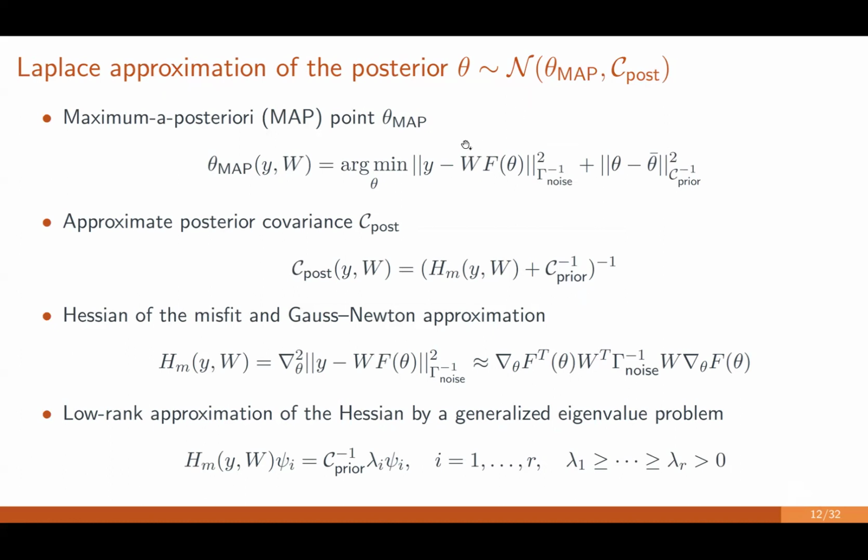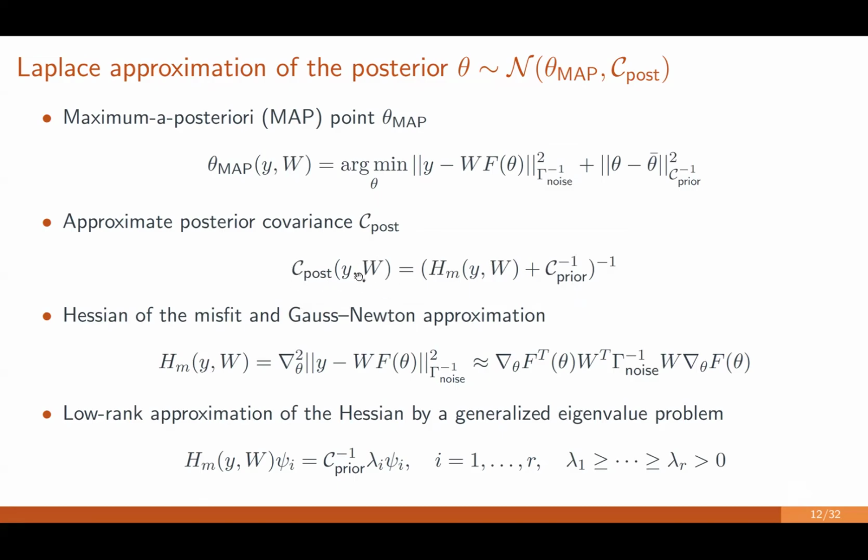Essentially, first we can compute the so-called MAP point, the maximum a posteriori point. We can solve this minimization problem where we have the data, and this is the observable map up to the design matrix W, and we have a prior regularization term. We can get the posterior covariance, which is given as the Hessian of the misfit term, the second order derivative, plus the prior covariance inverse. So this is the posterior.